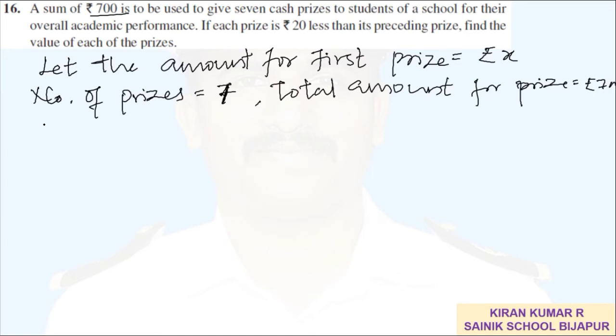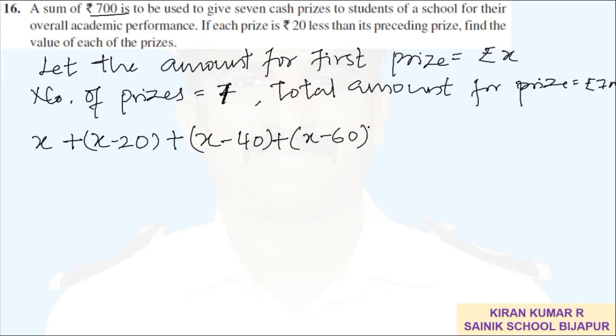The series of 7 prizes will be like x. The next one will be 20 rupees less, so x minus 20. So the second prize is x minus 20. The third prize is x minus 40. The fourth prize is x minus 60. The fifth prize is x minus 80, 20 less, okay. The sixth place is x minus 100, and the seventh place is x minus 120.